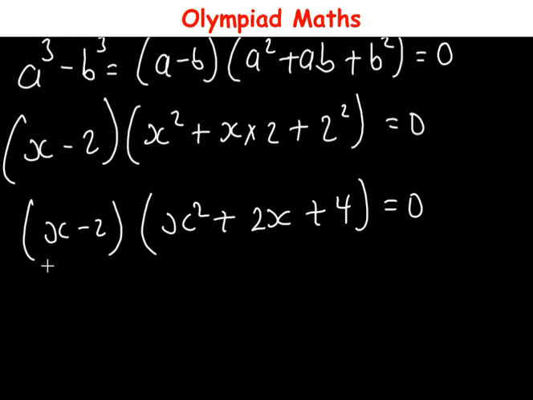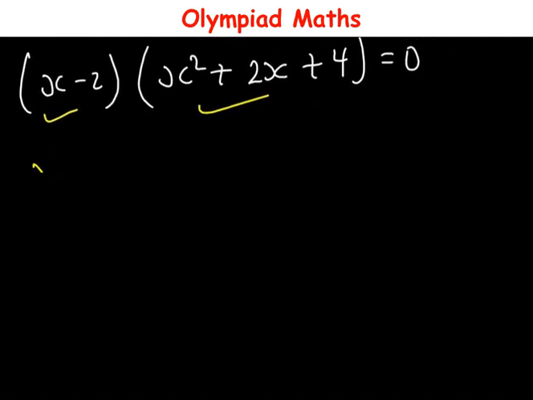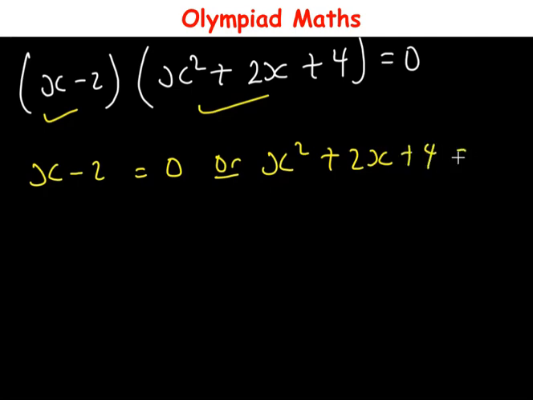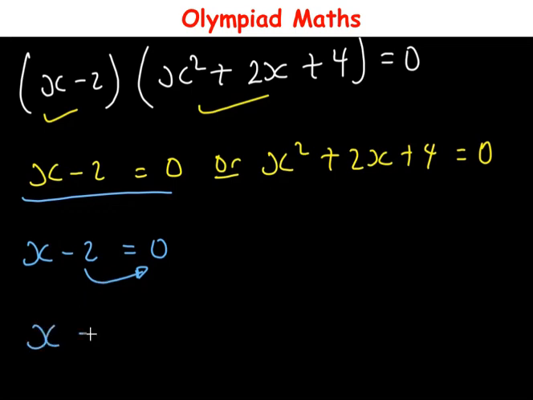Now with this, we can equate this to 0 or equate this to 0, such that what we then have is x minus 2 is equal to 0, or x squared plus 2x plus 4 is equal to 0. So starting with this first equation right here, in which we have x minus 2 is equal to 0, move minus 2 over to this side, the value of x is equal to plus 2. And with this, we have gotten the first solution of x. Now, for the other solution of x, let us solve this quadratic equation.